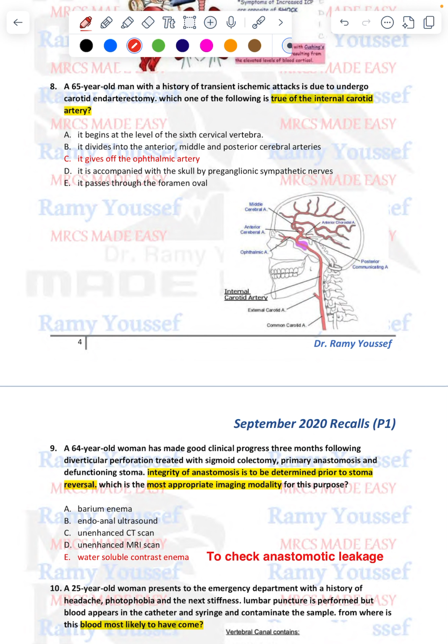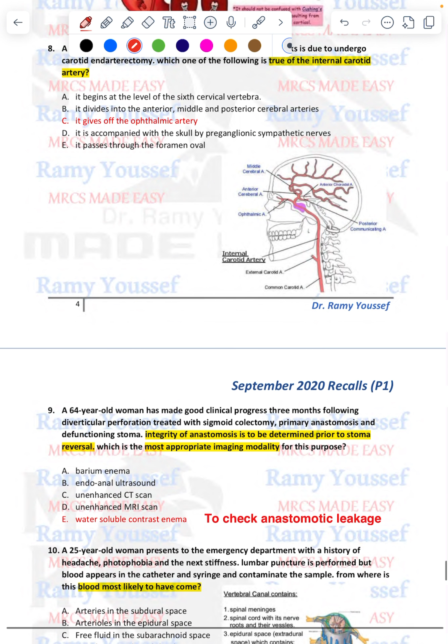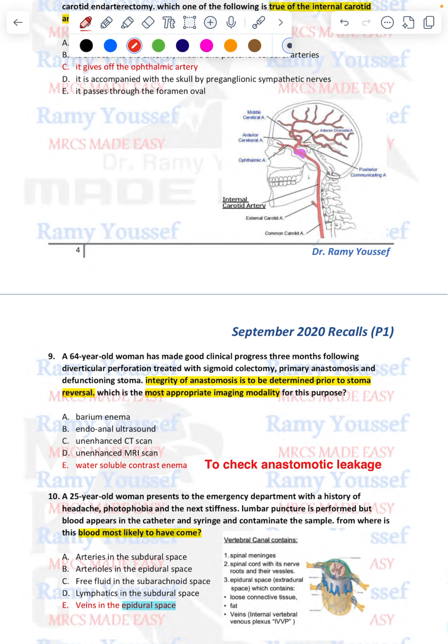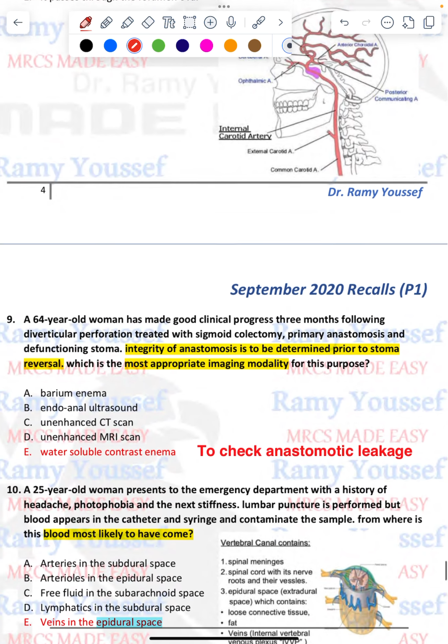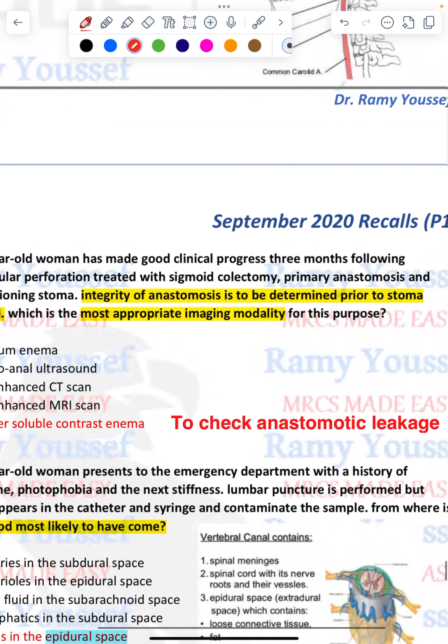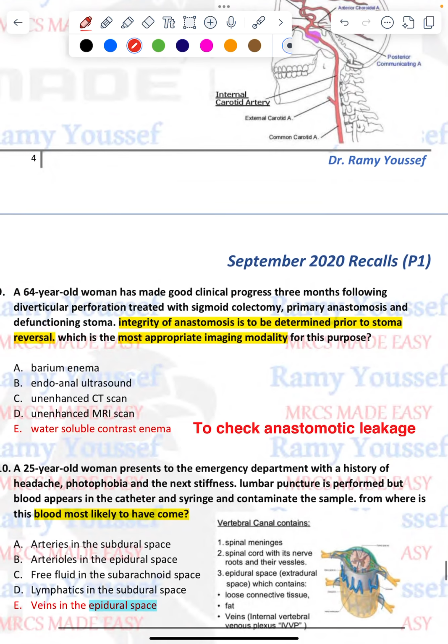A 25-year-old woman presents to the emergency department with a history of headache, photophobia, neck stiffness. Lumbar puncture is performed, and the catheter and syringe contaminate the sample. From where is the blood sample likely to have come? Whenever you are doing a lumbar puncture, it has to be the vertebral venous plexus. Epidural space. The vertebral canal contains vertebral meninges.